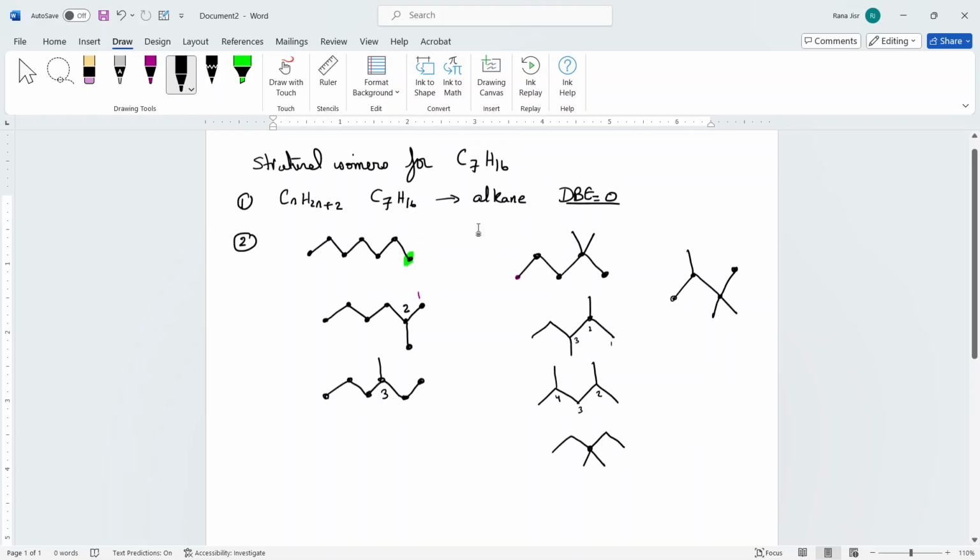The rule says that as the number of carbons increases, the number of structural isomers increases. So we write as many as we can of these structural isomers, and these are the structural isomers of C7H16.